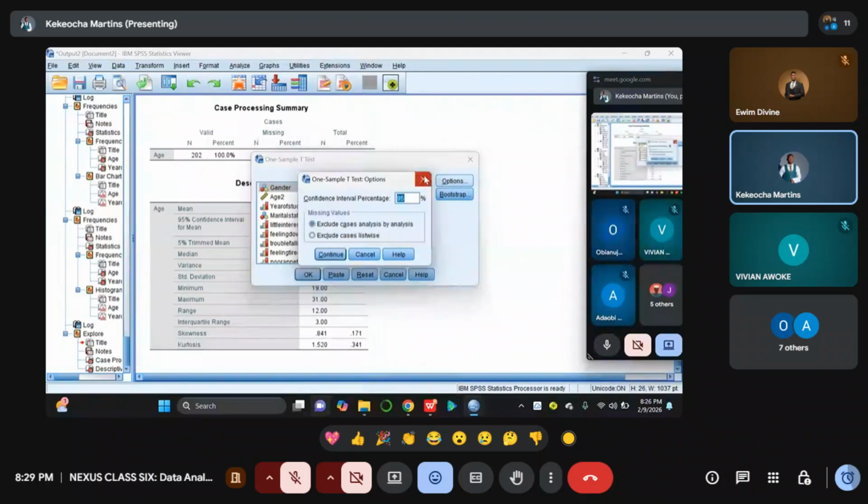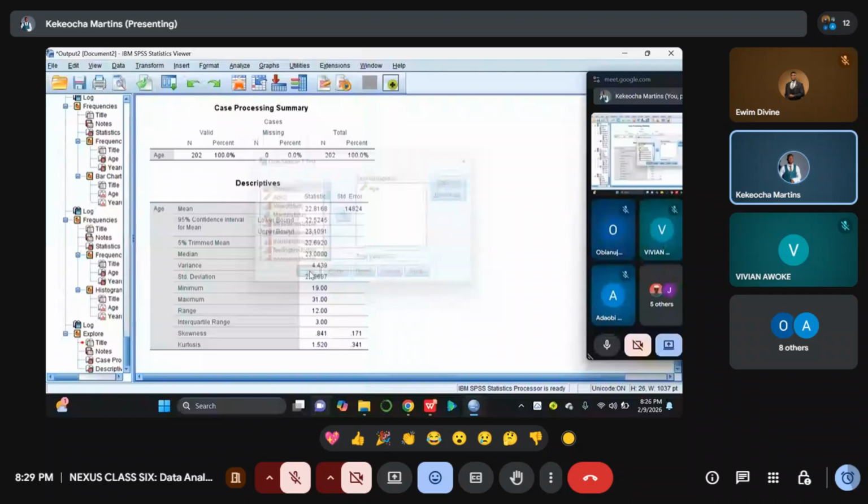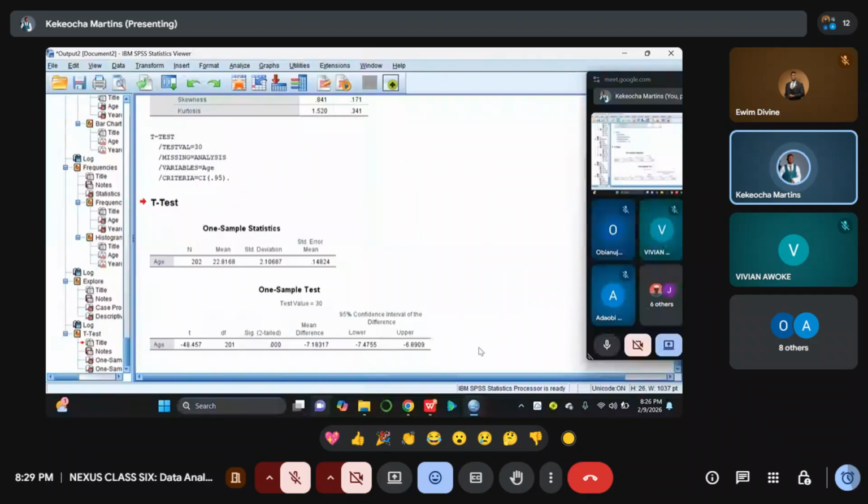You put in 30. There's a confidence interval. So you choose OK, and it gives us an output. So this is your one sample t-test. Your mean age is 22.816, yes. Your test value is 30. This is your standard deviation. Now, you have a table for your sample t-test.